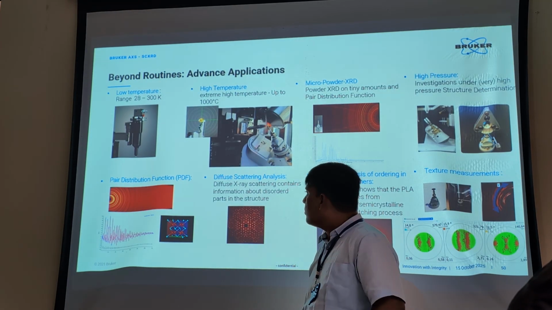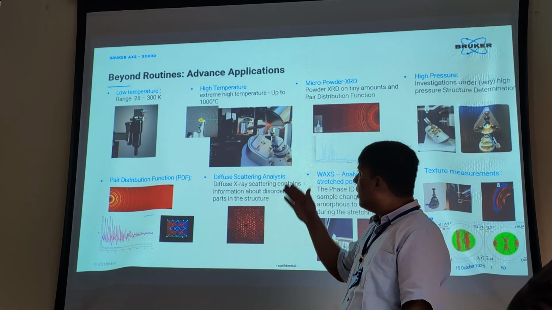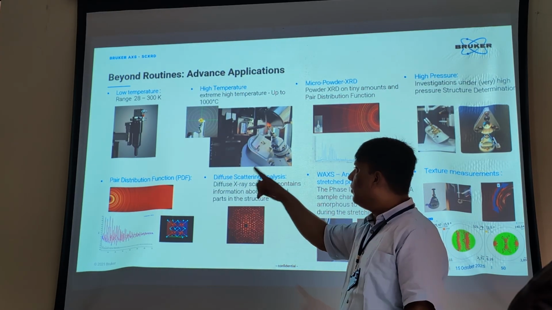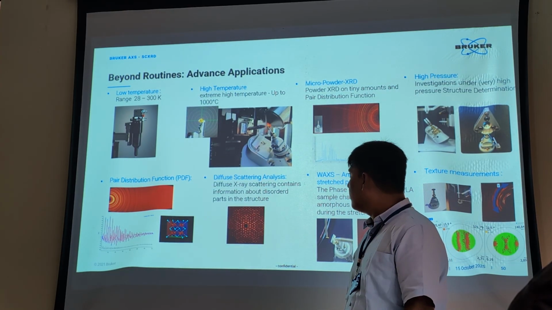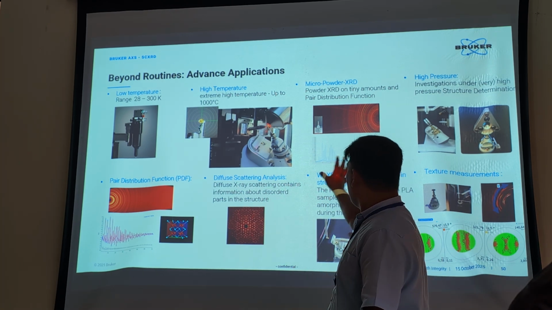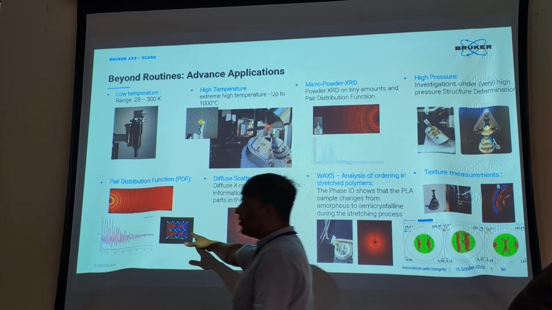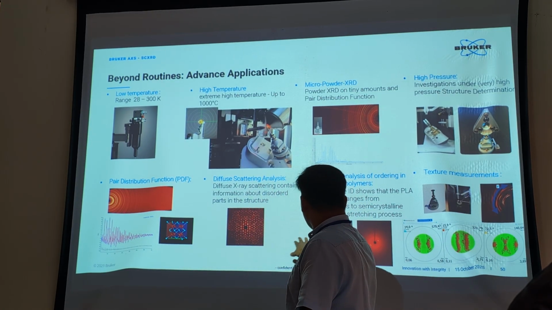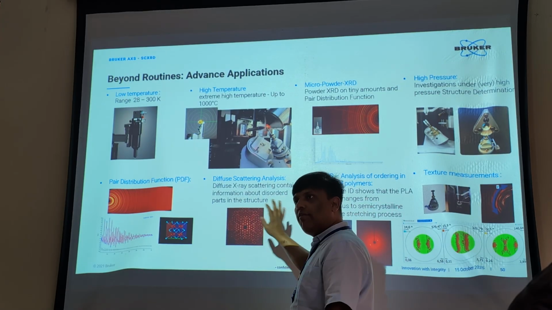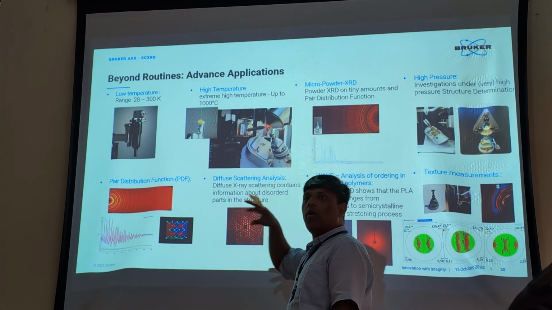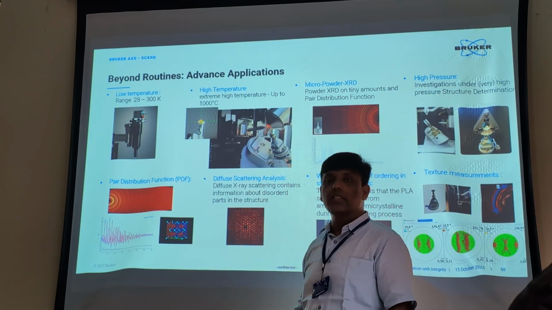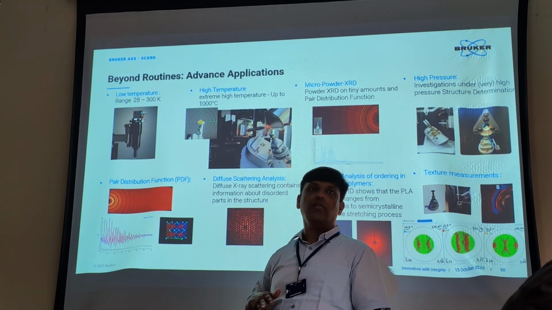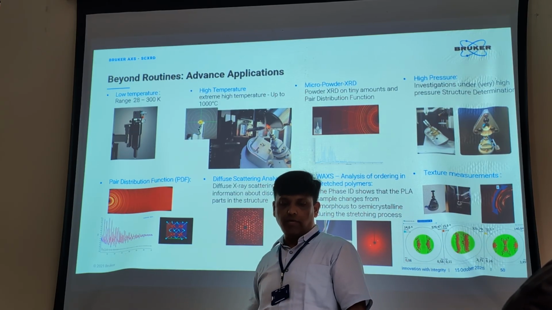Okay, and you can also do some advanced applications like very low temperature. You can go up to 28 Kelvin, but you need to have some additional setups for that. You can do some powder analysis, some pair distribution function, some diffuse scattering, some texture analysis, everything you can do provided you know how to do it. Okay, but the main purpose is the structure determination. That's why I have given this slide as beyond routine. You are not doing these routinely, but however you can do.